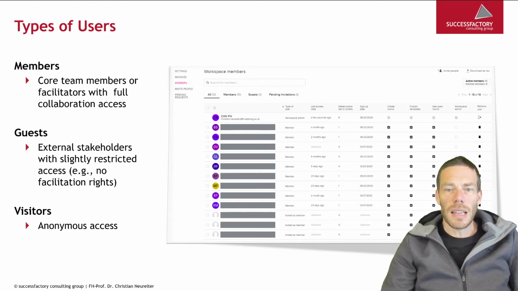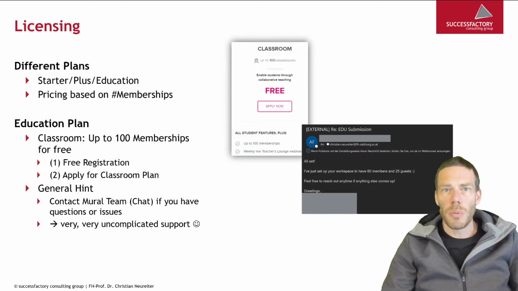Good. And the last thing to talk about, which probably is of interest for you, is the licensing model. So there are different plans available, a starter plan, a plus plan, and an education plan. And the pricing is based on the number of memberships. So depending on how many members you want to have in your personal workspace, you can choose the best fitting plan. What I like very much about Mural is the education plan.